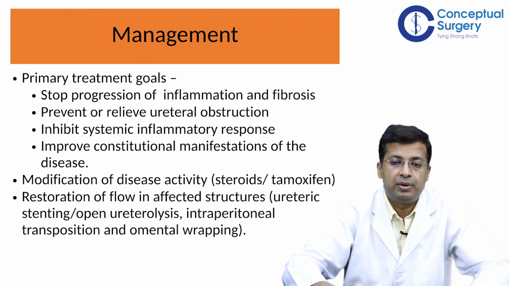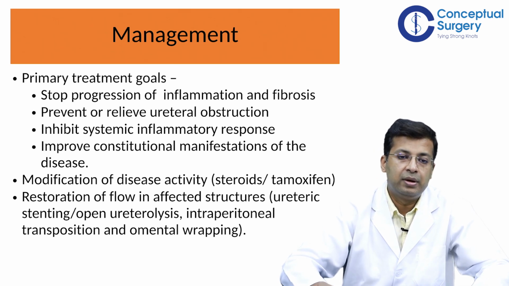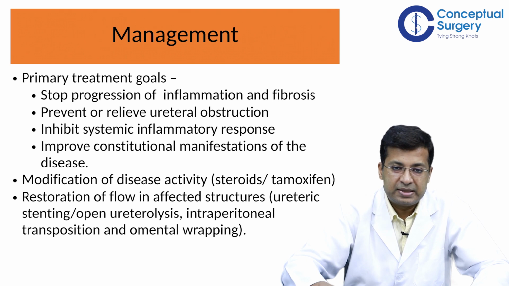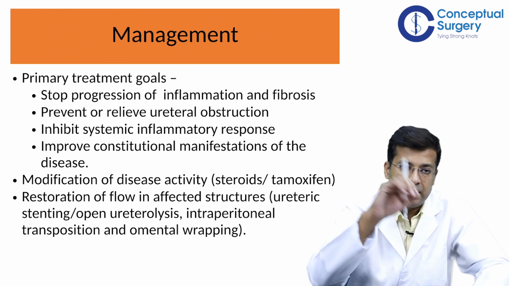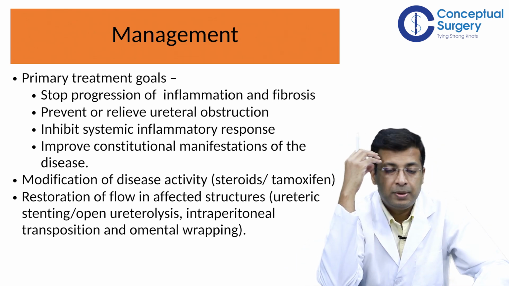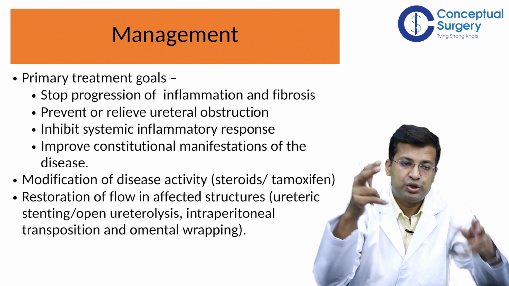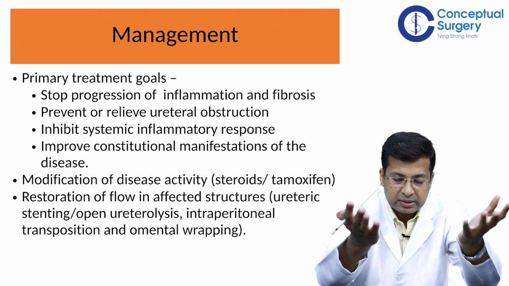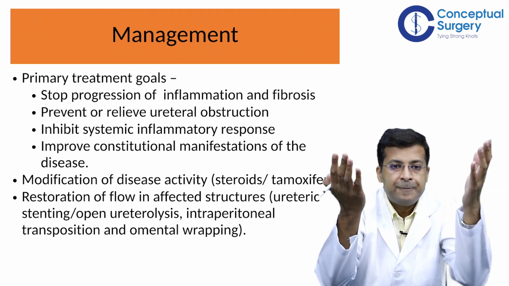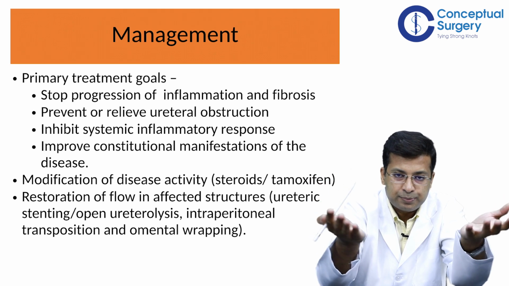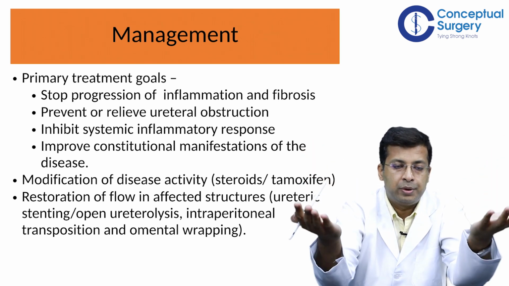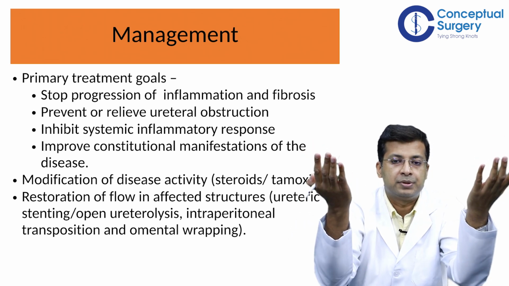So in case there is ureteric obstruction, you can either do indwelling stenting of the ureter, or in case it is extensive or you are not able to pass an indwelling stent, you may have to do an open ureterolysis, in which this plaque is cut, the ureter is released from the fibrosis, and it is transposed from a retroperitoneal position to an intraperitoneal position.